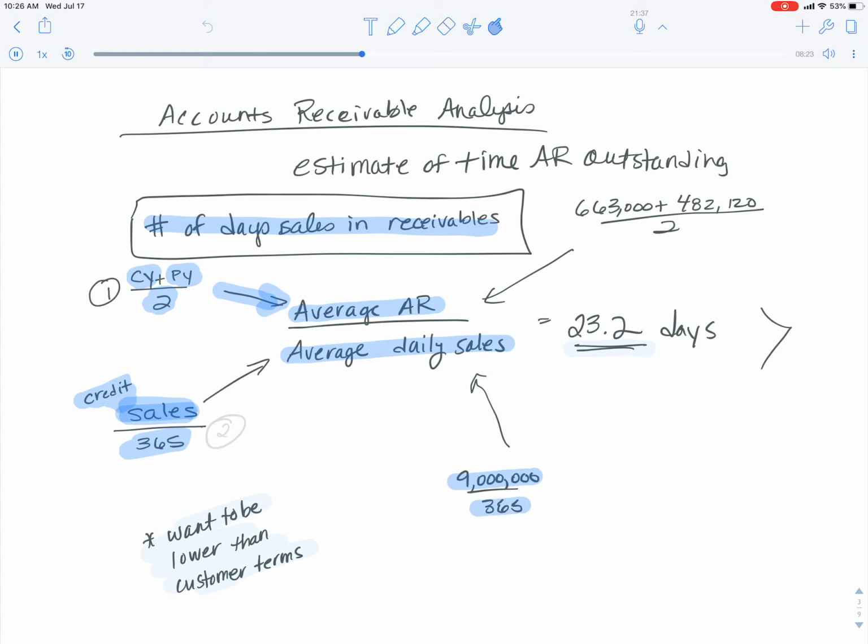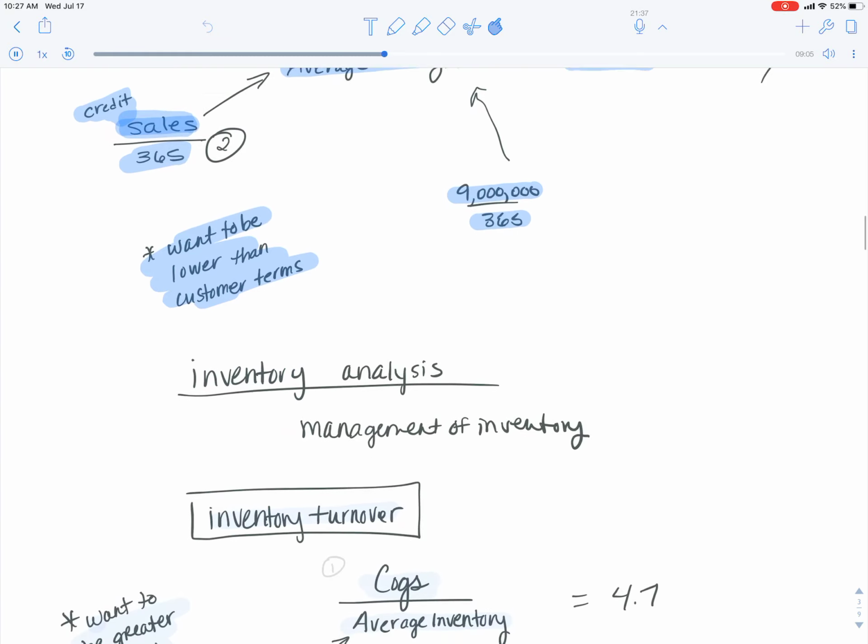So here, if our answer is 23 days, and we've given customers 30 days to pay us, then that's pretty good. We're happy about that answer. But if that number were higher, like 40 or 50 days, and we're only giving customers 30 days to pay us, then we've got a problem. Customers are taking too long to pay us. So start with average AR, then calculate your average daily sales and plug them into this formula to get your number of days as your answer.